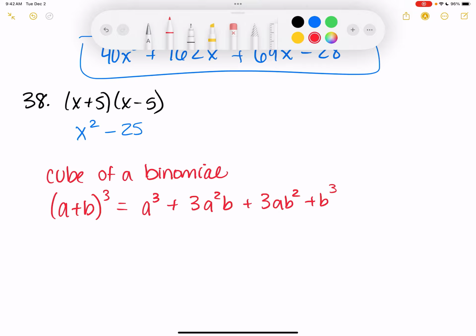So the first term goes in descending order, cubed, squared, to the first, to the 0. The b term goes in order from 0 to 3, so b to the 0, b to the 1, b squared, b cubed, and then it's 1, 3, 3, 1. This is part of something called Pascal's triangle that hopefully we'll get to later in the year because it'll be helpful going into pre-cal. So we'll at some point refer back to this and you'll probably be like, oh, that makes sense.